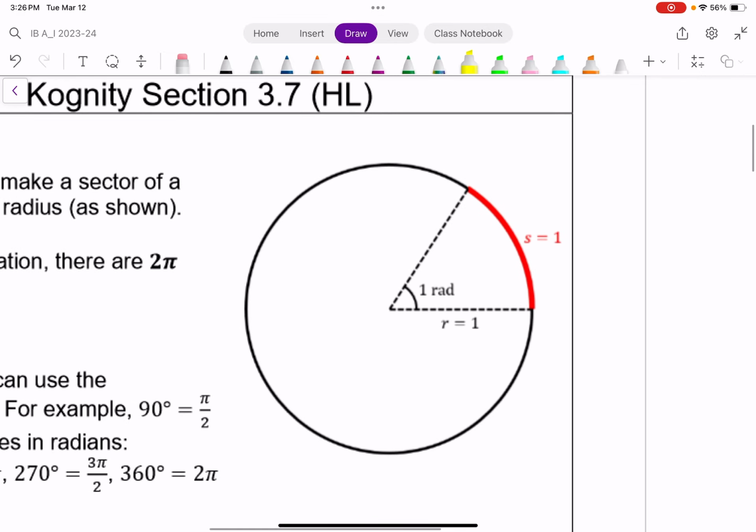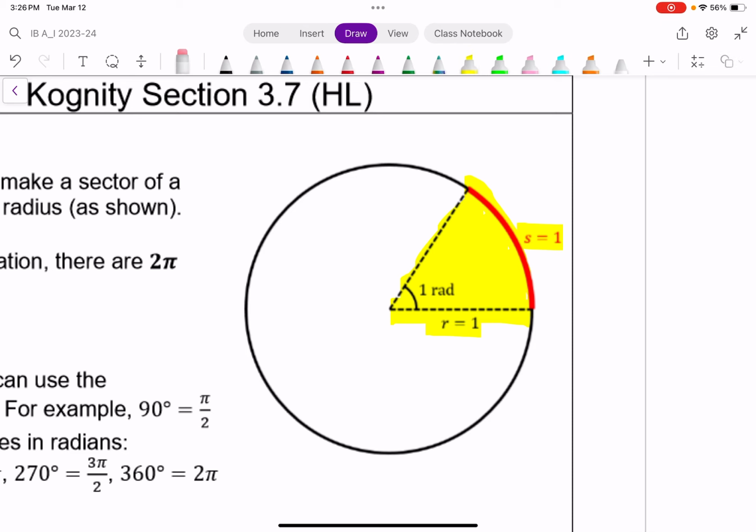A radian is a unit of measure of a rotation, defined by the rotation required so that the arc length is the same as the radius. In this case, we see a radius of 1 and the arc length is also 1. And so that's what 1 radian is. This angle we see is 1 radian. Notice it's a lot different than a degree.